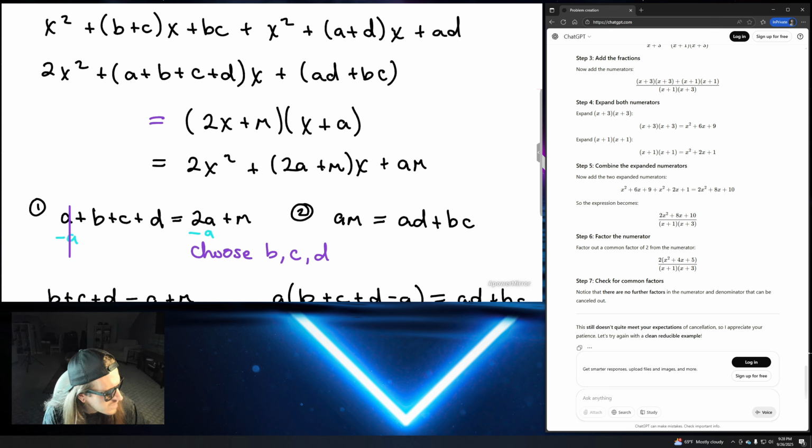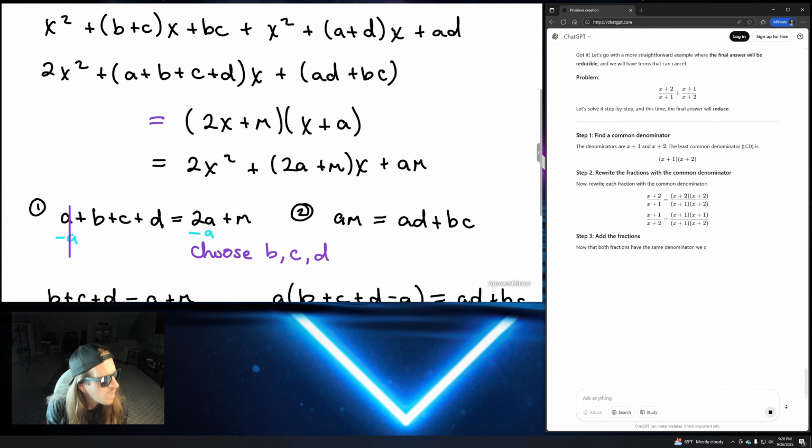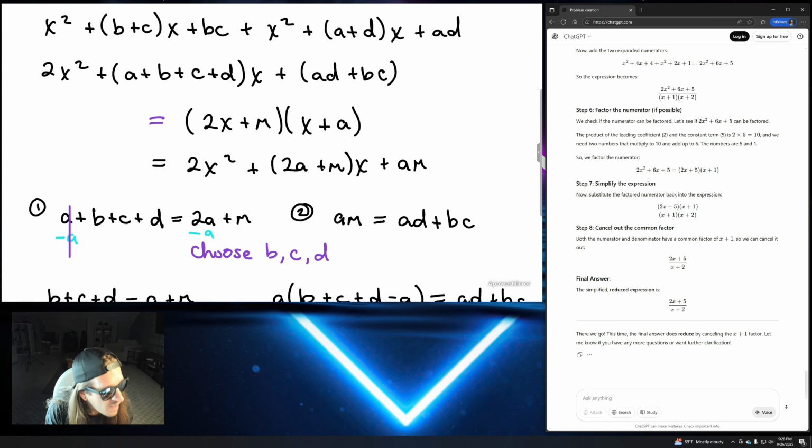Notice that there are no further factors that can be good. This still doesn't quite meet your expectations of cancellations, so I appreciate your patience. Let's try with a clean, reducible example. Okay, keep going. It's doing this x plus a over x plus b plus x plus b over x plus a. Okay, look at that. It seems to have given me one. The final answer here, the x plus 1's cancel out. And there it is right there.